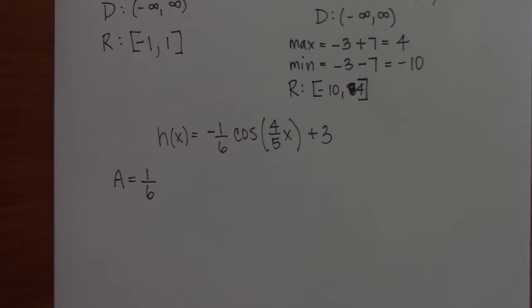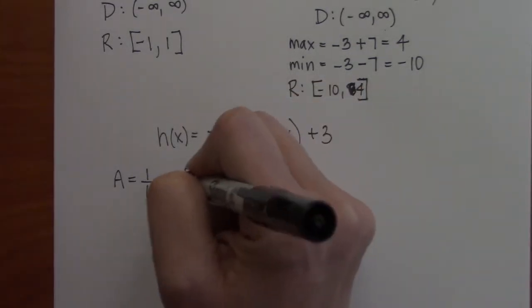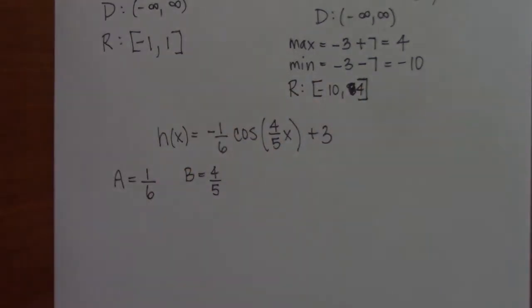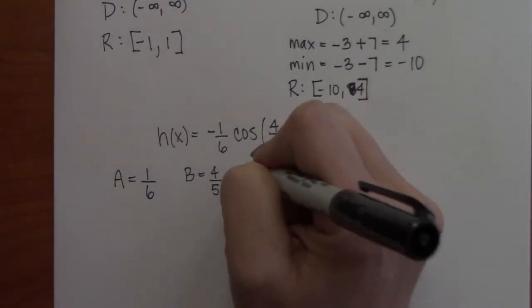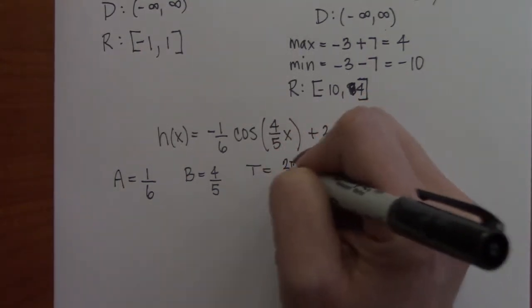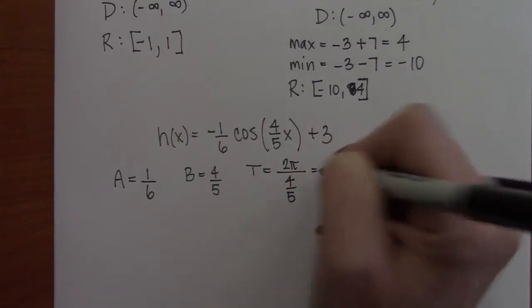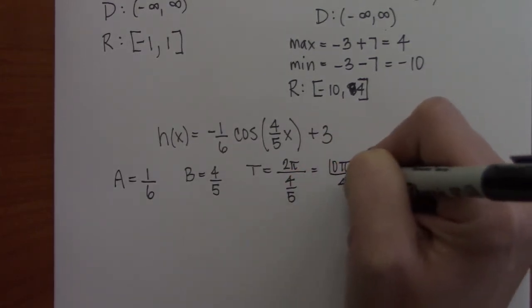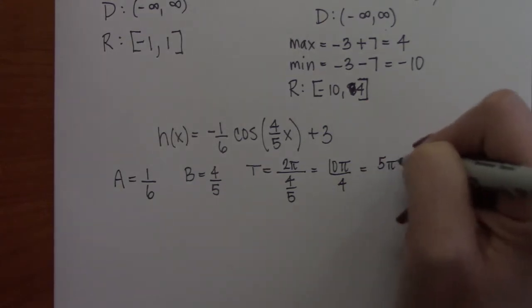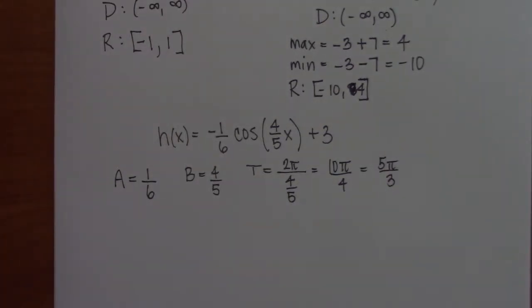The frequency of the wave is 4/5. So that means 4/5 of the wave has gone by every 2 pi, because we're always comparing it to the original standard wave, right? If you want to know the time period of this wave, we find that by doing 2 pi divided by the frequency. So that would give you 10 pi over 4, which reduces to 5 pi over 2. So it takes 5 pi over 2 for one complete wavelength to go by.